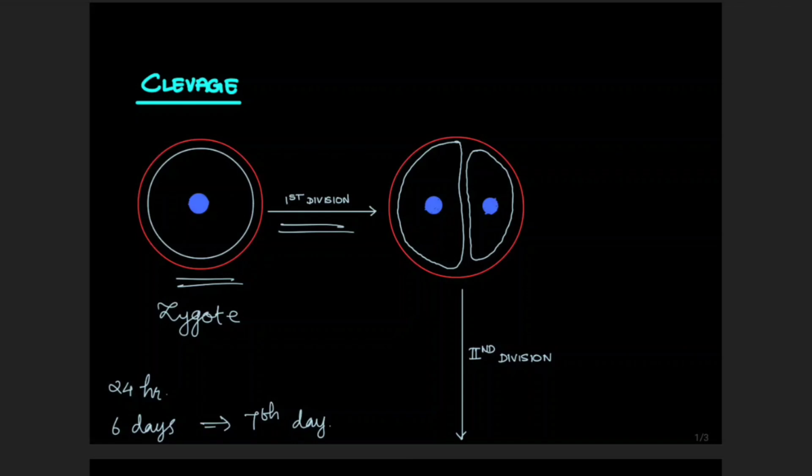Cleavage is the process of repeated mitotic division of the zygote within the zona pellucida. This is the zona pellucida. You know what the zona pellucida is? It was the covering of the ovum, but now it is the covering of the zygote. So the zygote divides repeatedly within the zona pellucida in rapid succession, giving rise to an increasing number of smaller cells, which are blastomeres.